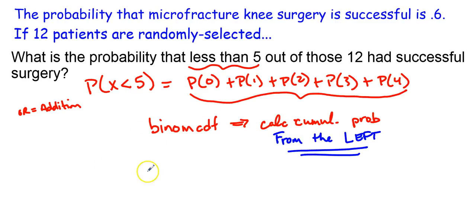So for this particular one, we want from 0 to 4, so we would go binomial CDF because we want more than 1 probability. And we're still going to plug in the same stuff. So we still have 12 trials. The probability of success is still 0.6. And then we're going to specify where we want it to stop as it works its way up from the left. So we want it to stop at 4. And that's what we're going to plug in.